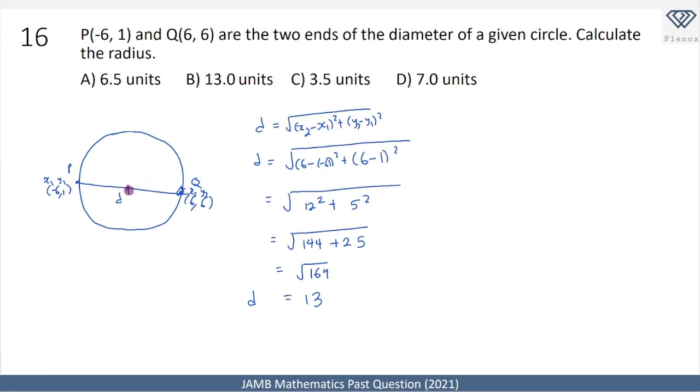But the question asks us to find the radius. Now we know that the radius is just half of the diameter, so the radius is d over 2 in this case, which is going to be what? 13 divided by 2, and that is what? 6.5. So the correct option in this case is going to be option A, 6.5 units.